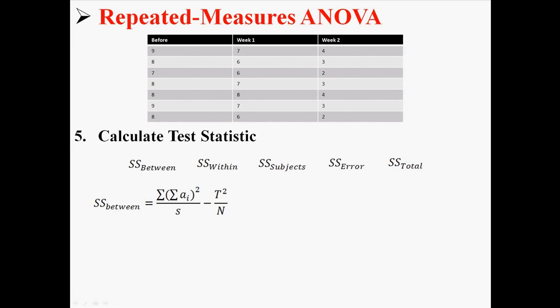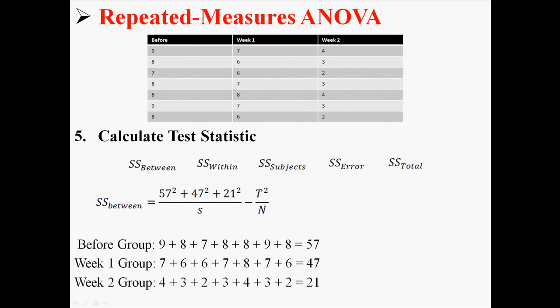Sum of A squared means that you're going to take the sum of each level, square it, and then add together all those numbers. It's easier for me to show you than tell you. We find the sum for each of the groups, the before group, the week 1 group, and the week 2 group. So we get 57, 47, and 21. We square each of those values and then add them all together. That's what that top part of the equation means.